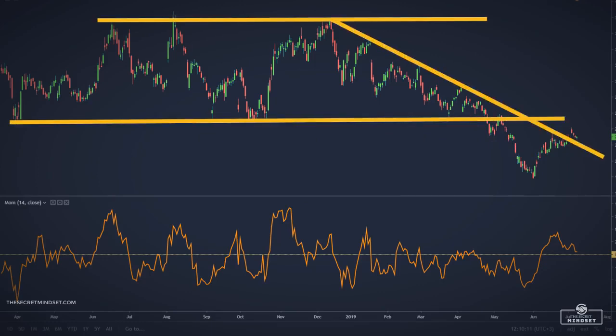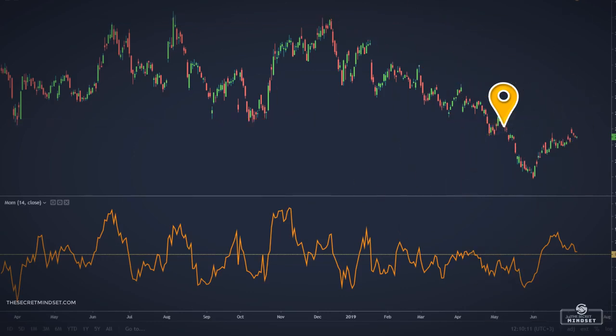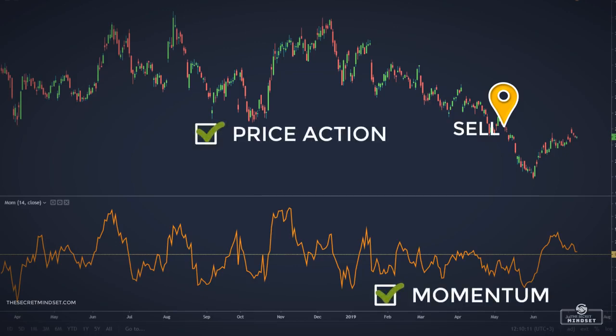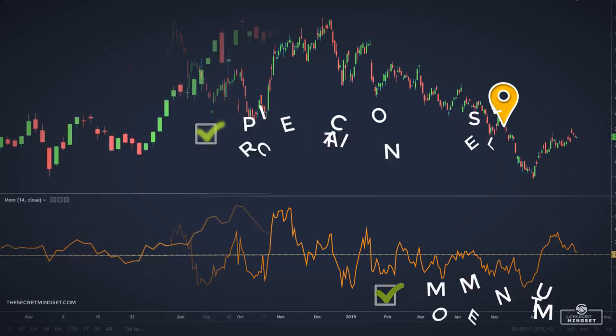Here is the most important trade, our entry point. We have a breakout of a key support line, with a retest of the breakout level, and the momentum staying below the zero line. A short trade around this area was a high probability trade because we had price action and momentum indicating the same thing.